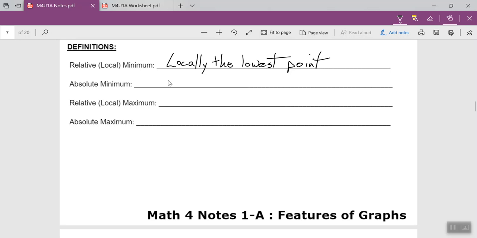And absolute minimum would be absolutely the lowest point. And you're going to make a similar argument for the maximums, because your relative is going to be locally. Now, when I say locally, here's the picture that I want to go through your mind.